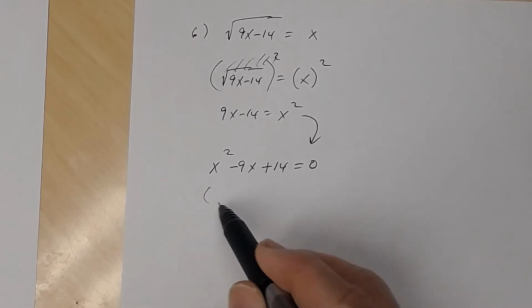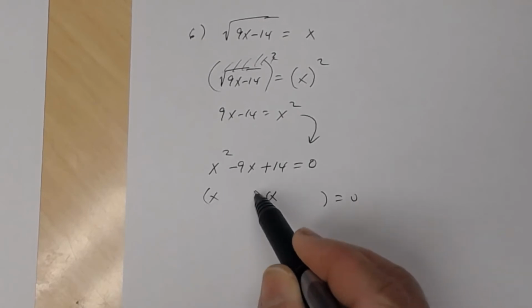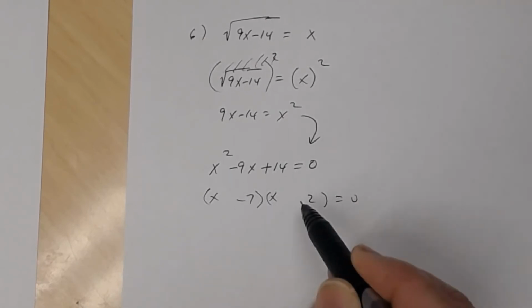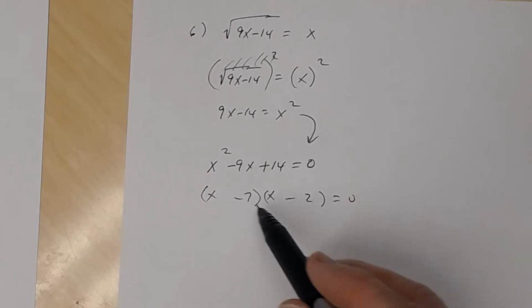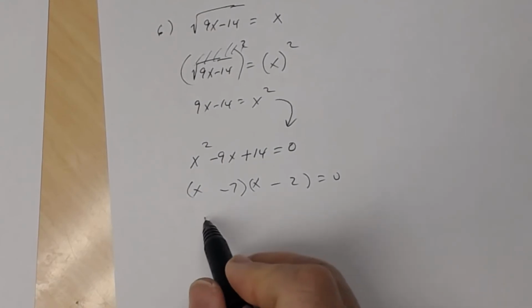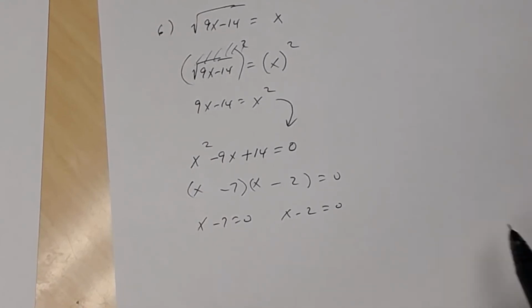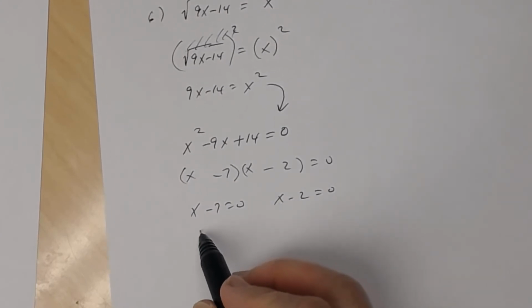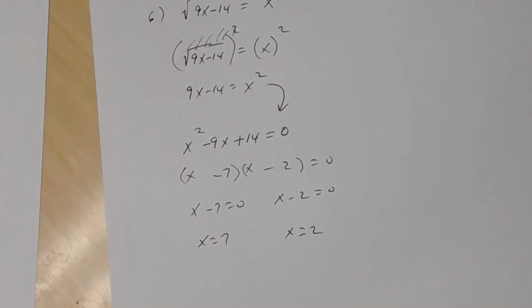And remember, these are going to be factorable, so I'm going to go ahead and factor this. So x, and the factors would be 7 and 2, and they're both negatives, the terms on this side. All right, then I'm going to set each one equal to 0. So you got x minus 7 equals 0, x minus 2 equals 0. And so when I solve these two equations, I get x to be 7, x to be 2.